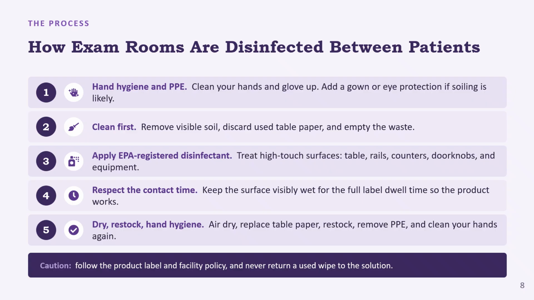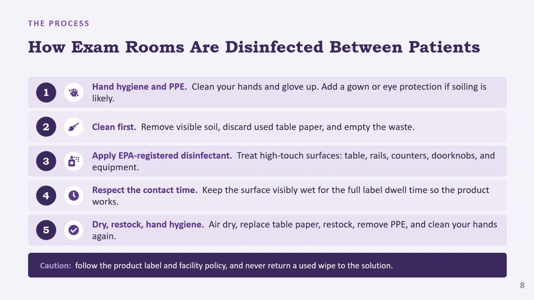Remove any visible soil, discard the used table paper, and empty waste. Remember, you can't disinfect a dirty surface effectively. Step 3, apply an EPA registered disinfectant to the high touch surfaces, the exam table, any rails, the counters, doorknobs, and equipment that hands touch.